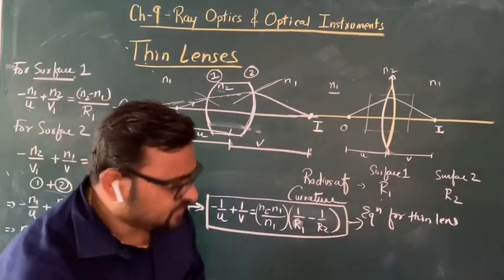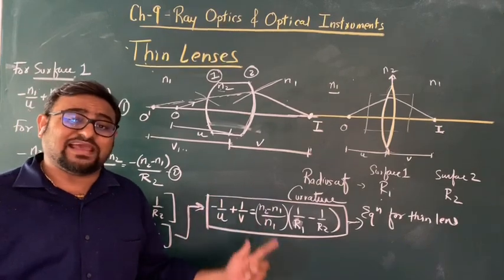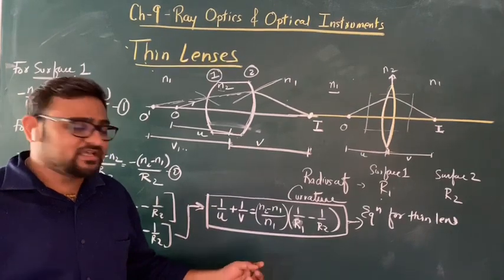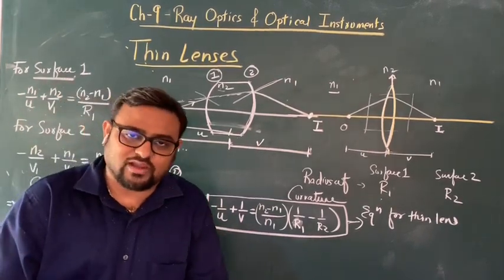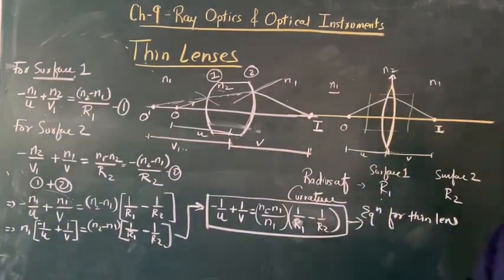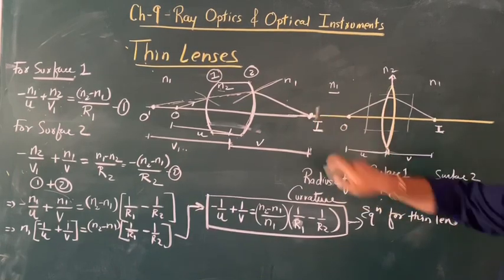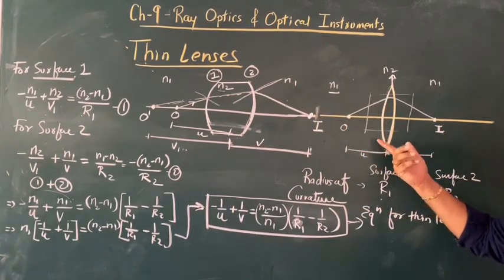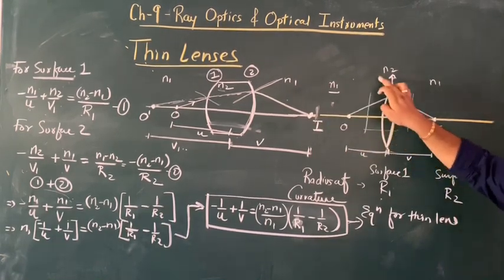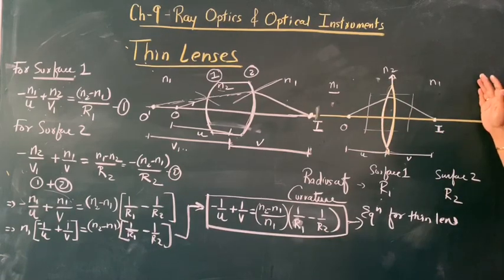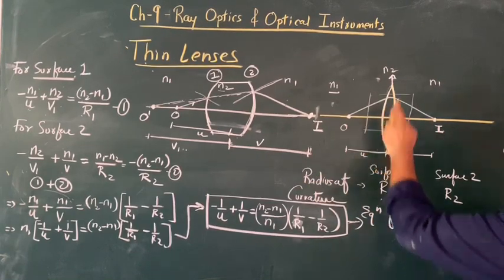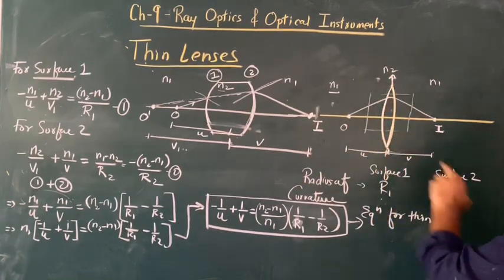Now remember, this equation is also valid for a concave lens. So it's not only for a convex lens, it is also valid for a concave lens. Clear? So now I am repeating the whole derivation. How you should start? Just draw this figure. Now here you can see the figure. The refractive index on the left of the lens is n1, of the medium of the lens is n2, and the medium on the right of the lens is n1. The radius of curvature for surface 1 is R1, for surface 2 it's R2.